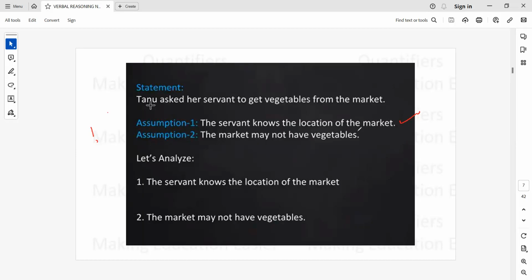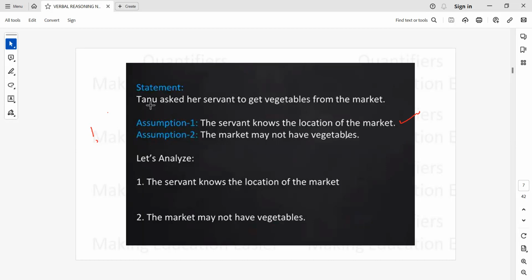Because when Tanu is saying that you should go to the market to get vegetables, one of the assumptions is that the servant knows the market. He knows the location of the market. He knows how to walk, right? He can go to the market, right? So all of these things are the assumptions.